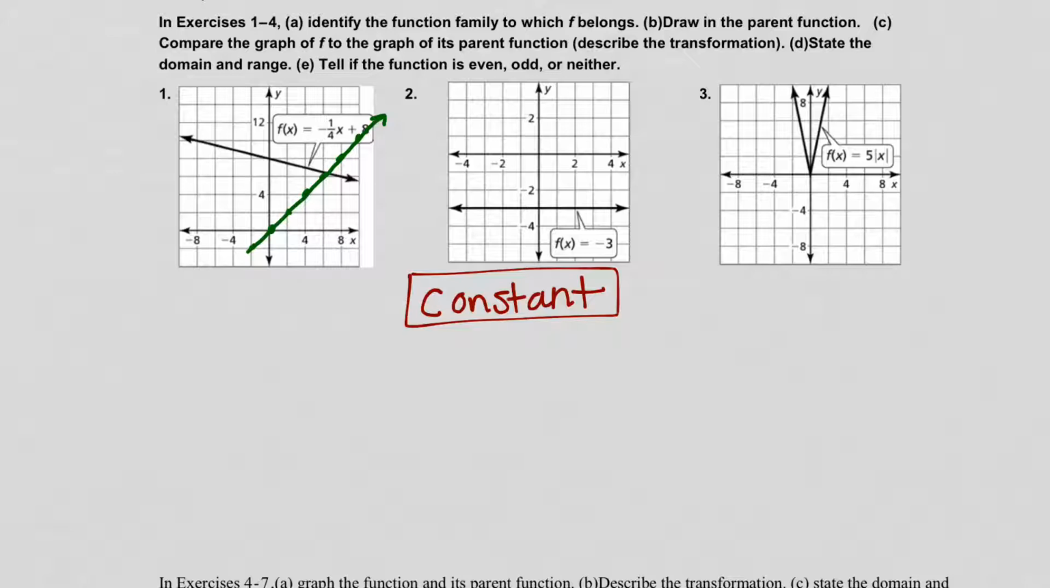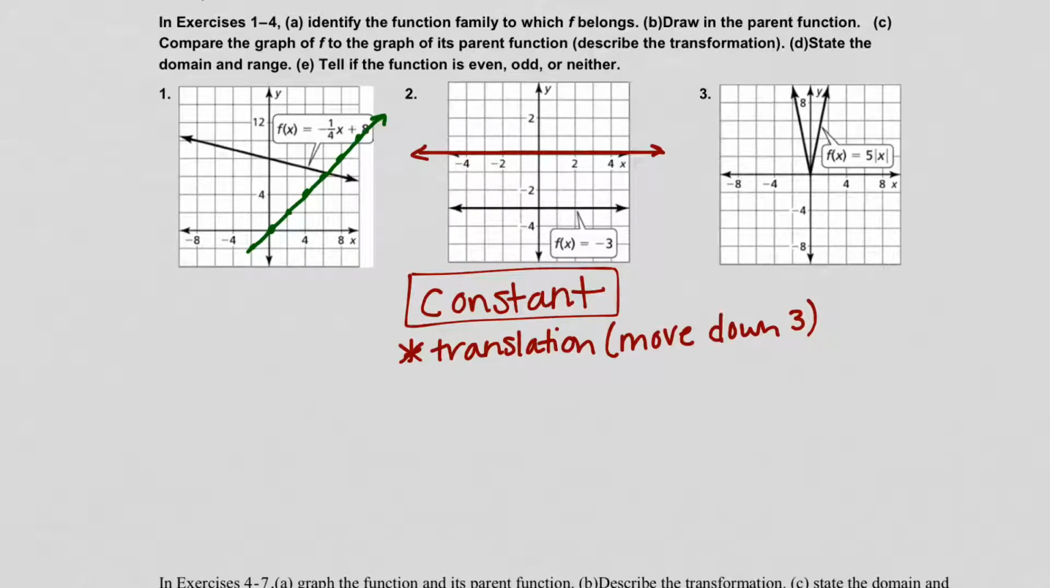If I draw the parent function, it's constant forever, but it's constantly 0. And if I compare the graphs, this just has a translation, because it's moved down 3. There are no other shifts that we can determine.